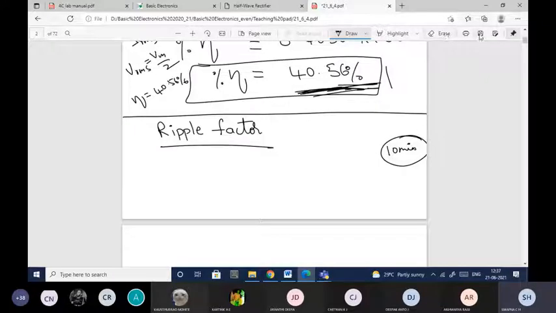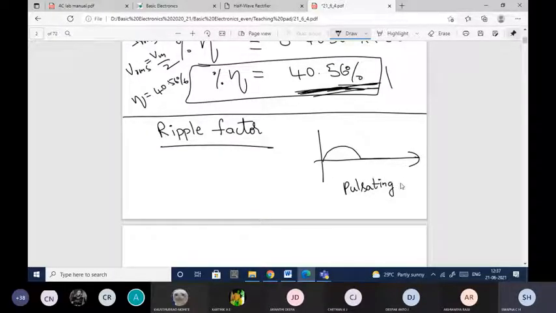Okay, so ripple factor. As I've already mentioned, whatever output we are getting is not pure DC. It is pulsating DC, and it consists of both AC components and a DC component. The main aim of the rectifier is to convert an AC signal to a DC signal, but it is not happening properly here.